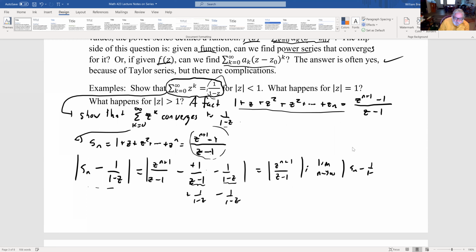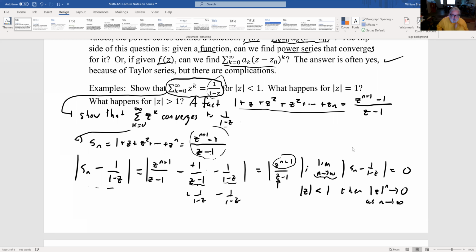Sn minus that. And that's going to be 0 because if we fix z, this limit is only concerned with what happens for z to the n. And if the modulus of z is less than 1, then z to the n goes to 0 as n goes to infinity. Great. And so that gives us our proof that this thing is the limit of this sequence, and so the sum is actually 1 over 1 minus z. And that would be really important.